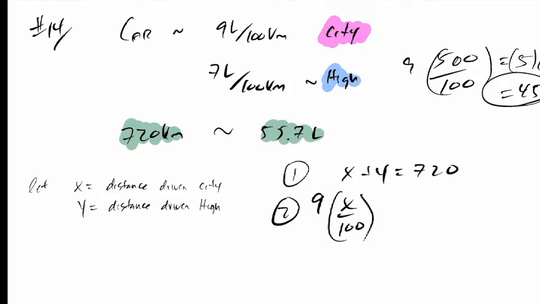The idea with this one is that every 100 kilometers that you drive in the city costs you 9 liters of gas. So you take the total number of kilometers driven, divide by 100, and multiply that by 9 for the total liters of gas. Likewise here, with 7, take your total distance driven divided by 100, and that gives you the amount of liters of gas that you use on the highway, and that's equal to 55.7.